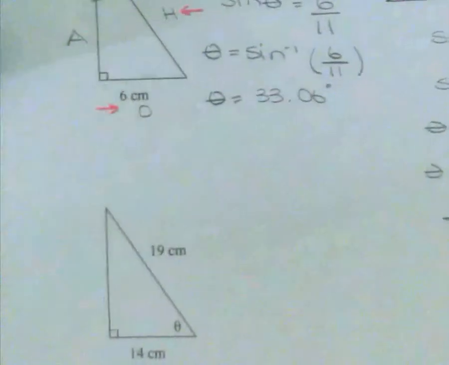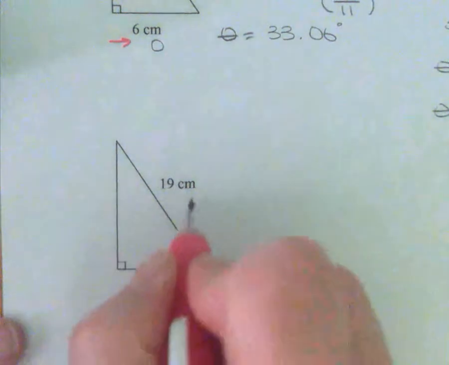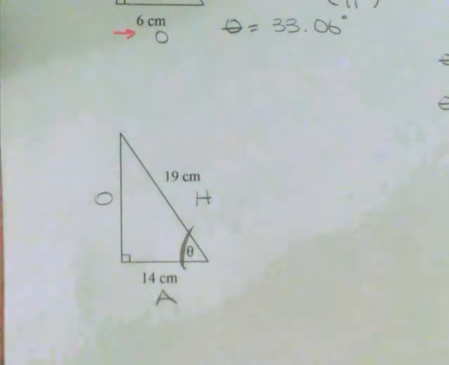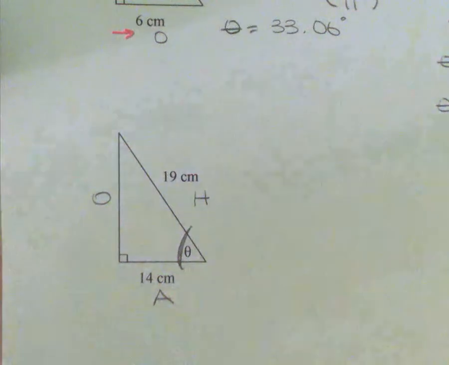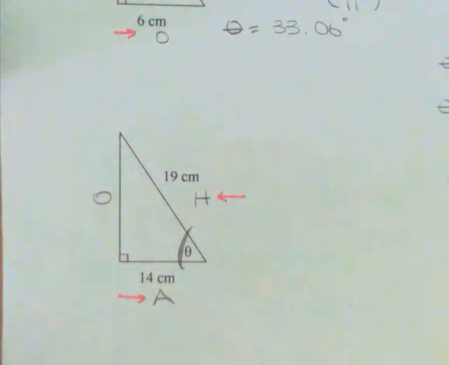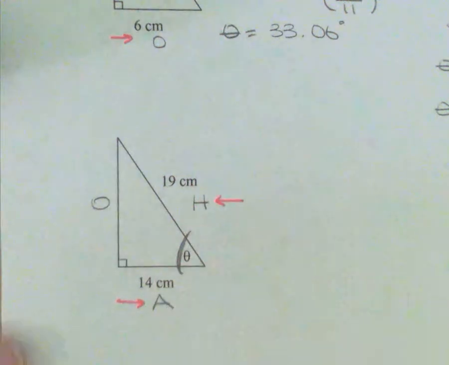Okay, let's try a few more. So if I look at this one here, there's my angle. This is the hypotenuse. This is the opposite. This is the adjacent. So I have the adjacent and the hypotenuse. So I'm looking for which ratio would I use the adjacent and the hypotenuse in so that I can find this angle. So that would be my cosine ratio.